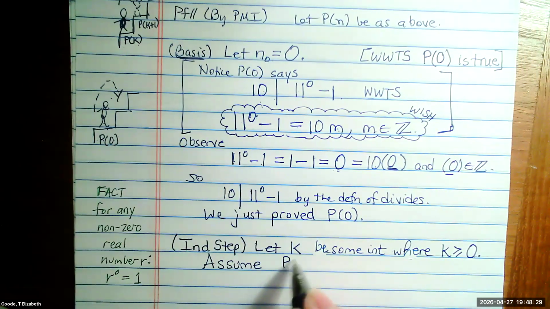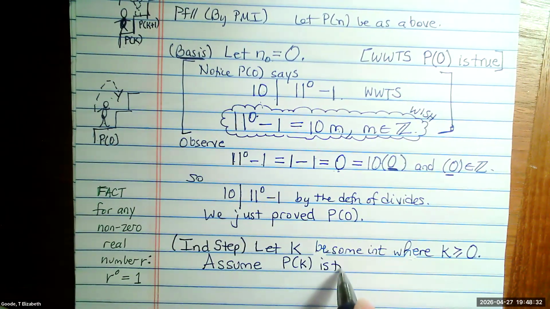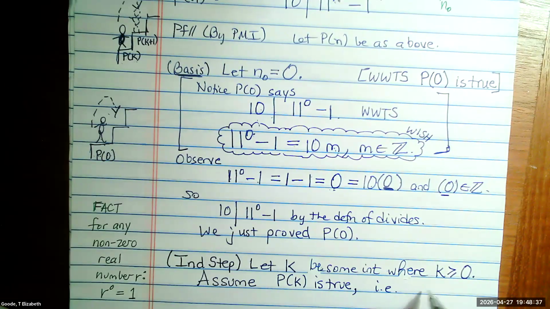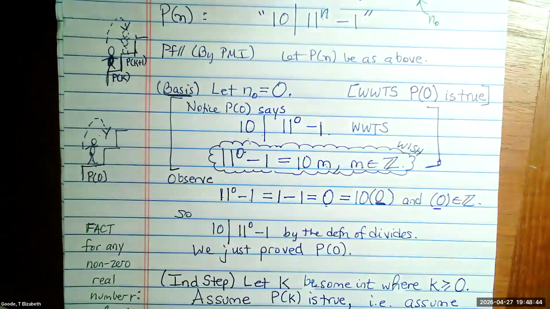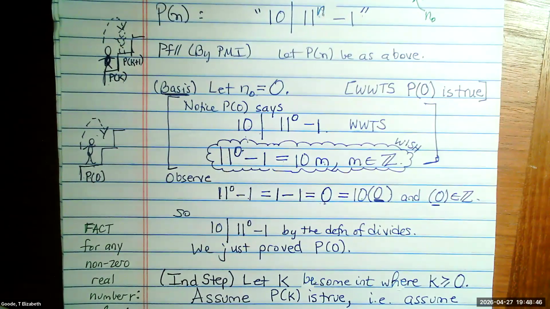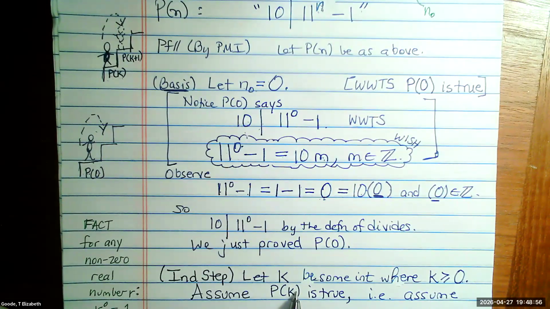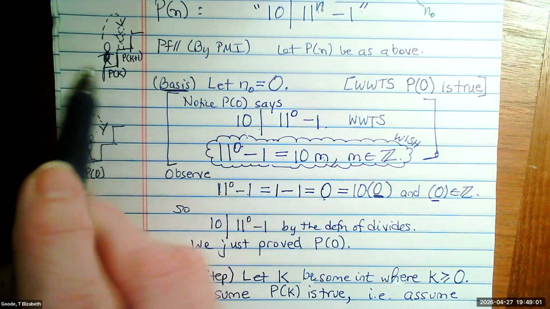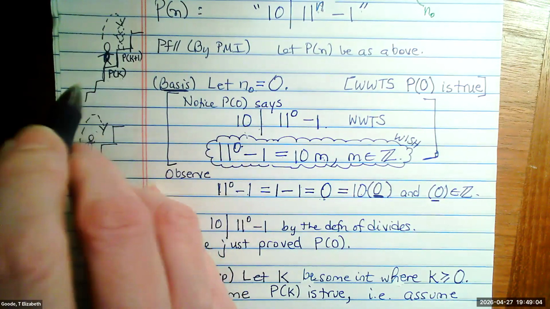So we assume we're standing on the Kth step. We assume P of K is true. Now let's actually write what that statement P of K is. You can see P of N up here. So what is the statement P of K going to be? We're going to write it down explicitly. It's called our inductive hypothesis. It's the assumption we're standing on step K of this staircase, right?